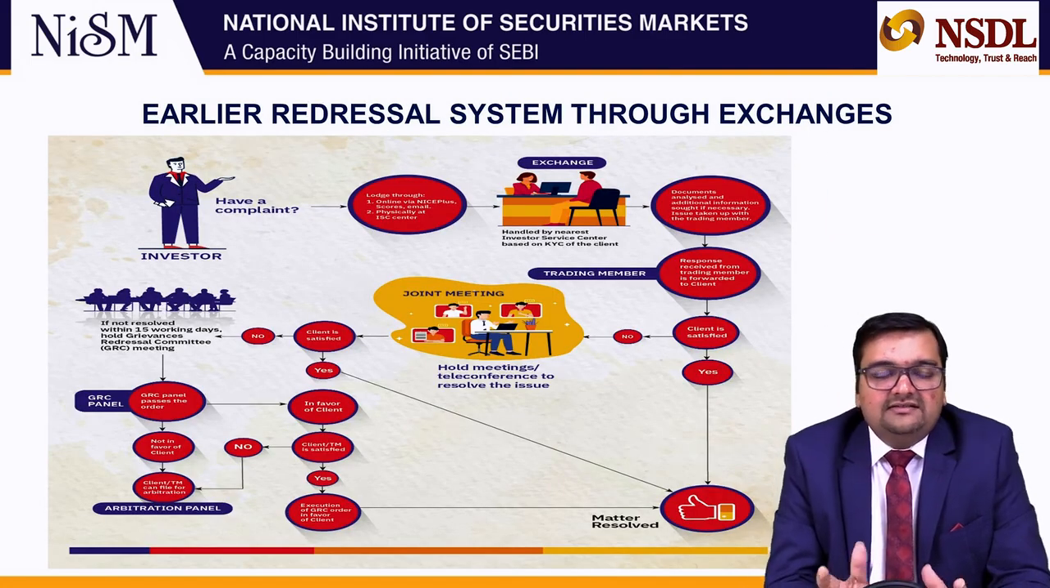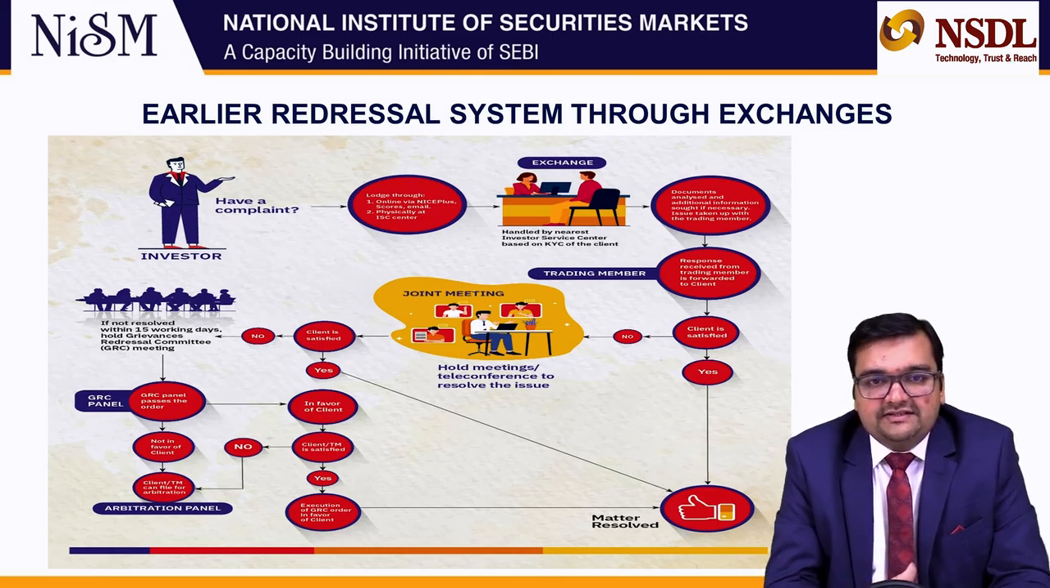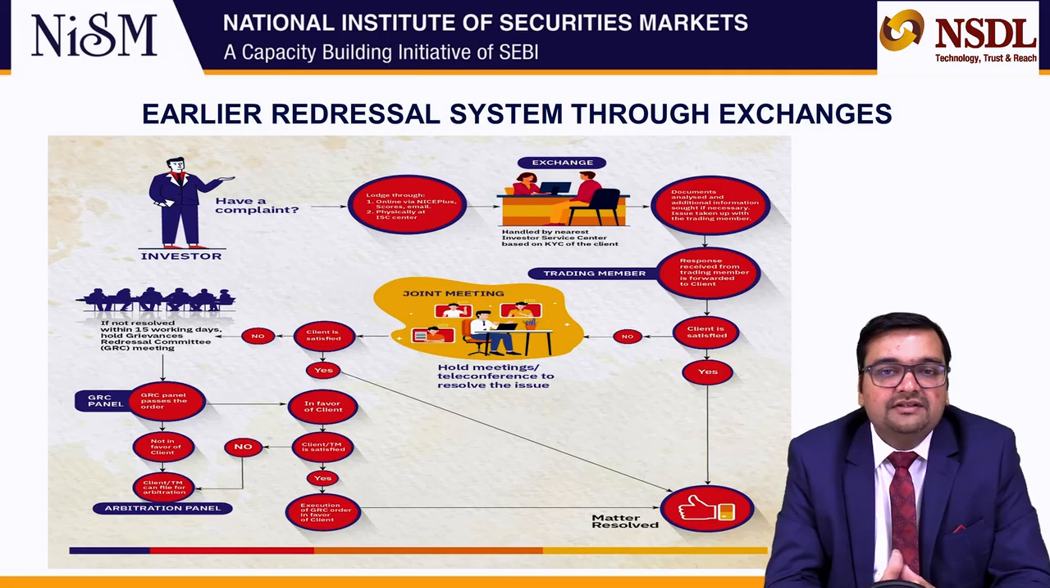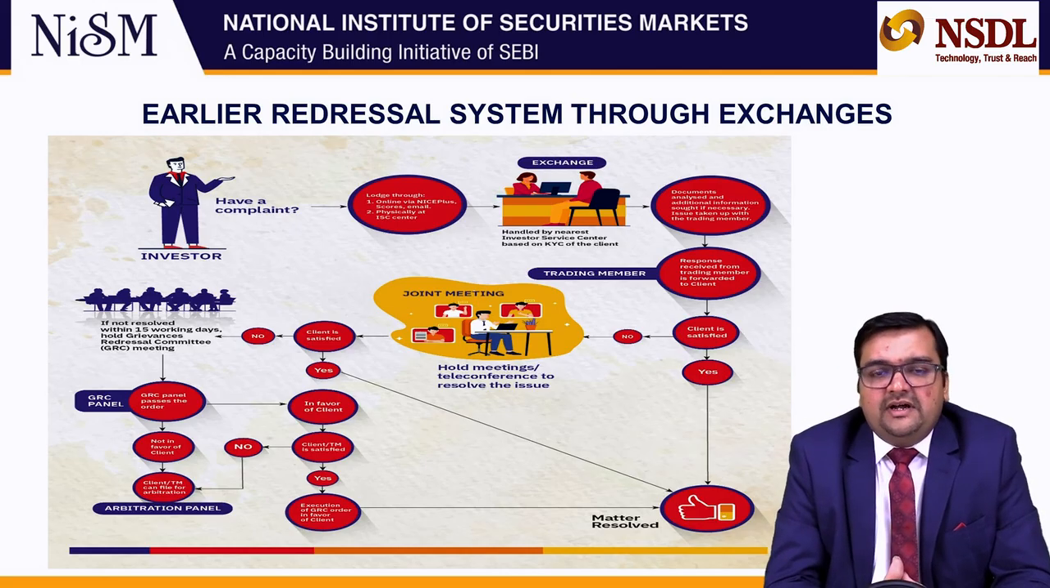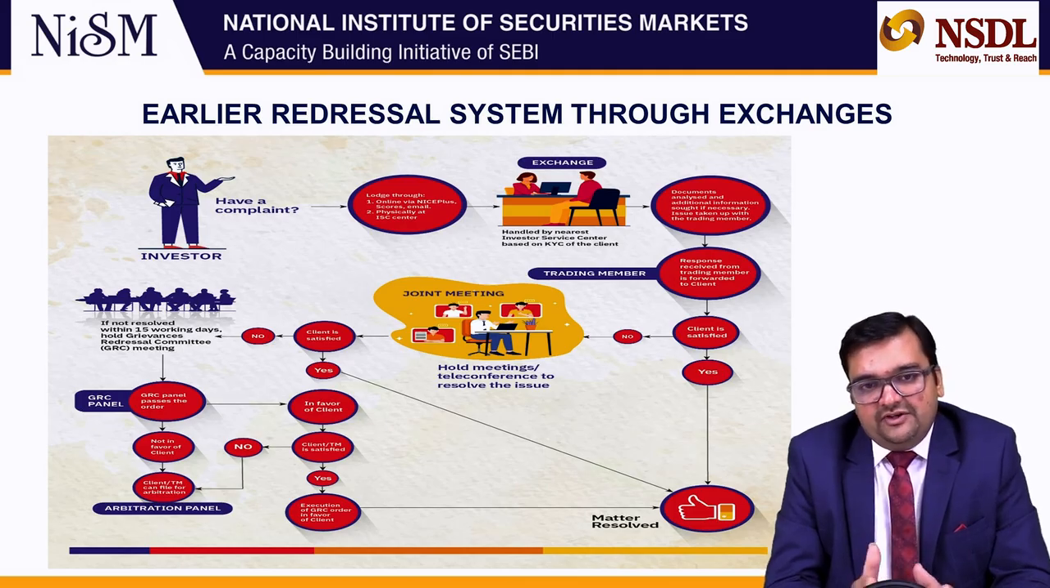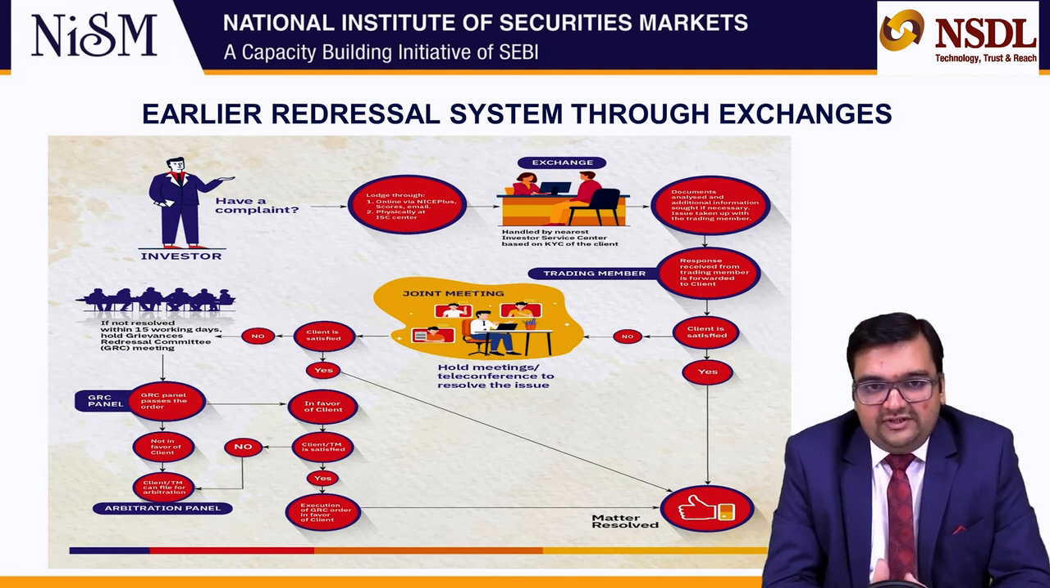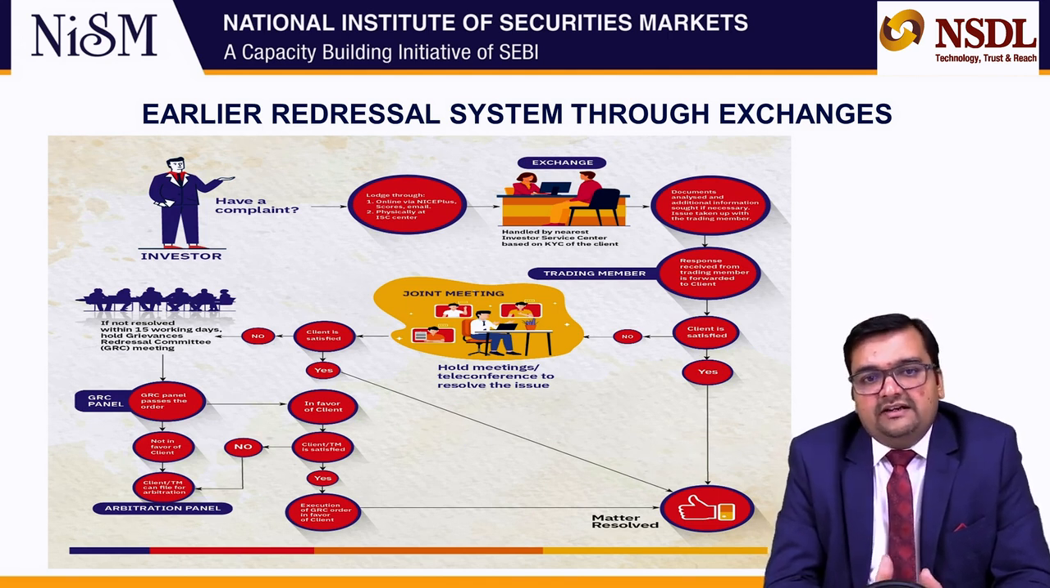The earlier redressal system was run through the exchanges and depositories. Let me run you through the earlier system which was done by the exchanges in a short manner. An investor who had a complaint against a broker used to file an application with the exchange giving details about the dispute and the complaint. The exchange would take up this matter with the broker, the trading member, as we call it, and ask for a response from the trading member about the complaint of the investor. The trading member may give a response, and that response is then shared with the exchange and further with the complainant, asking if it is resolved.